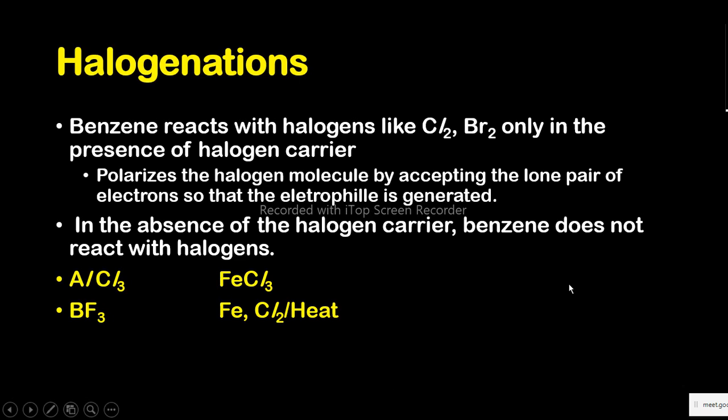Now, in absence of a halogen carrier, there is no way benzene is going to react with the halogen, because those electrons are not available for bonding. They are not just pi electrons, just like those electrons in alkenes. And so what does that mean? You must first form an electrophile to be able to induce the benzene to donate the electrons.